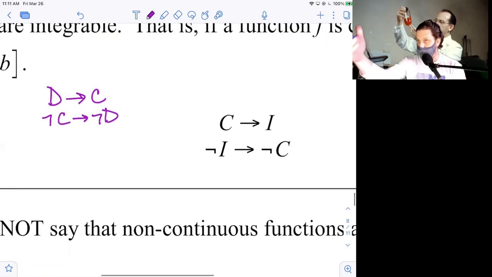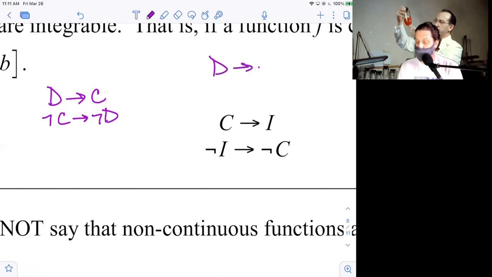Well, here's the new one. If a function is continuous, then it's integrable. That just means we can find the area under the curve. And if it's not integrable, then it's not continuous. Now, if you want, you can use the transitive property. If it's differentiable, then it's continuous, and therefore it's also integrable, okay, if you want.